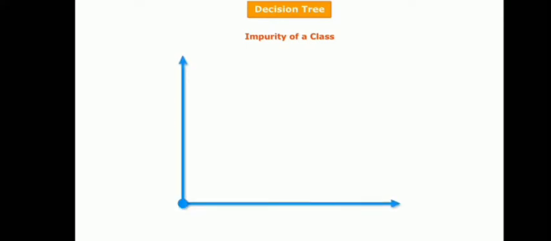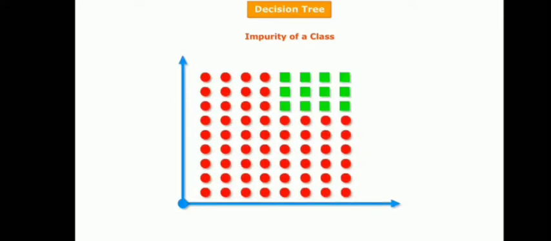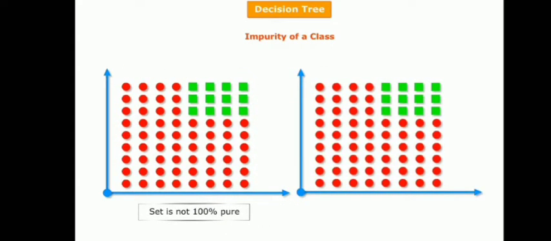Suppose you have a set of data as illustrated in the diagram where two classes are represented by red circles and green squares. As the set contains data belonging to different classes, it is not 100% pure. Now divide this set of data into two subsets with the help of a blue line. Here, both the subsets have data belonging to a single class and thus both subsets are now 100% pure.